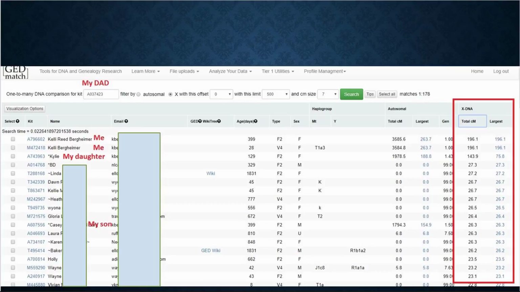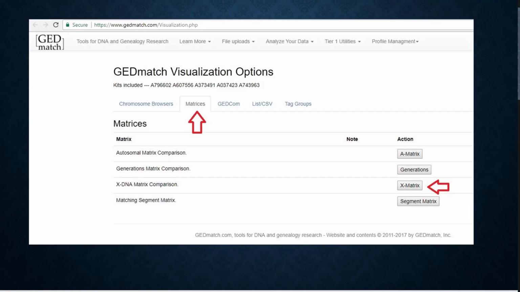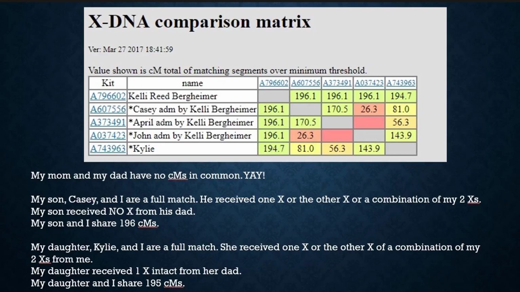because they're identical twins. There is a visualization option that includes multiple kits. You can see at the top there the kits that I've included. I have 5 there. And I did what's called an xDNA matrix comparison. I thought this was a really great visual for me. I'm not really the one that likes the picture. I like the chart better, so I'll show you that. But this is the matrix that we get.